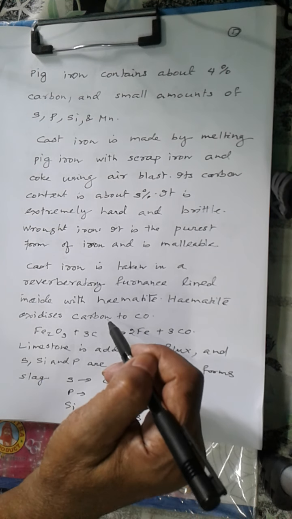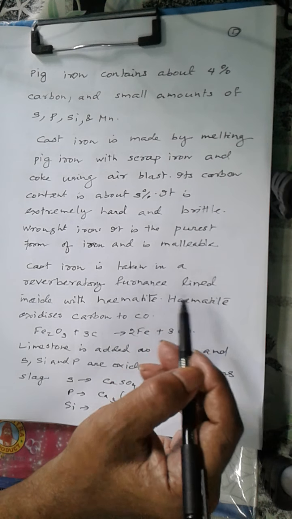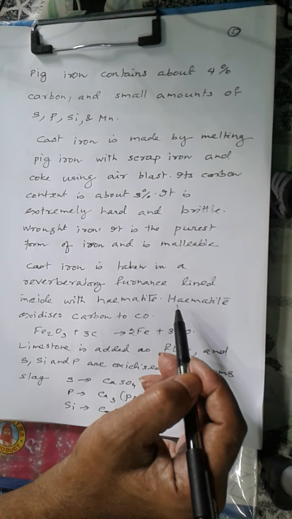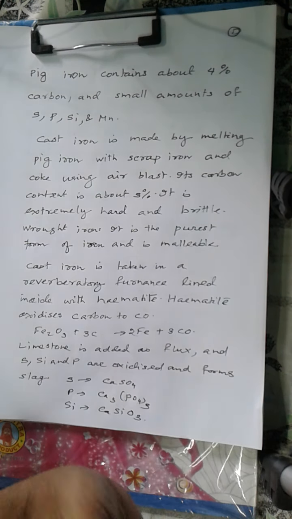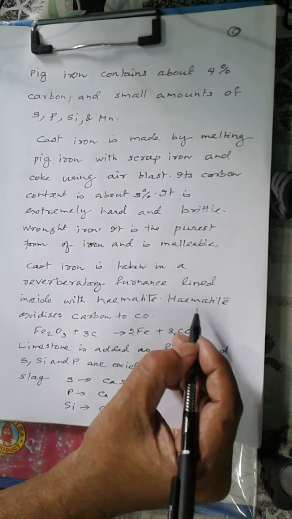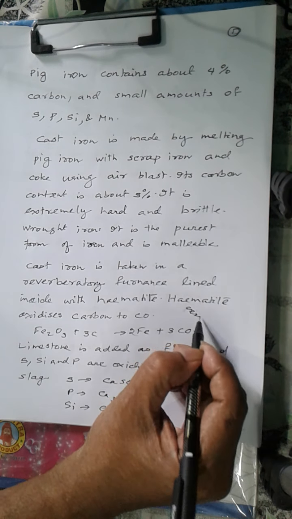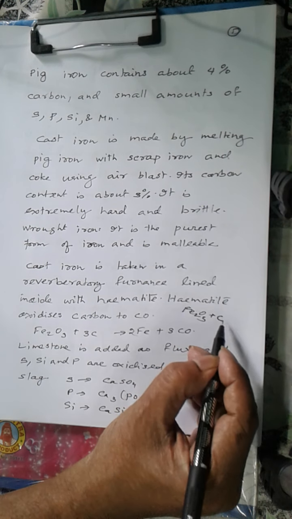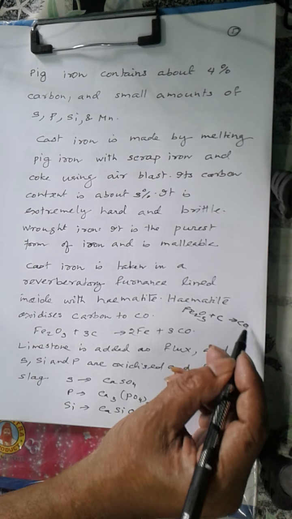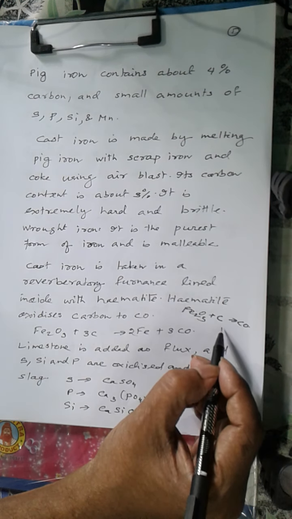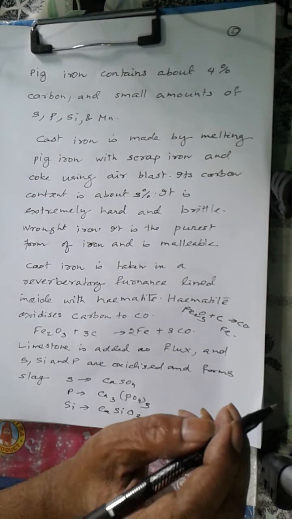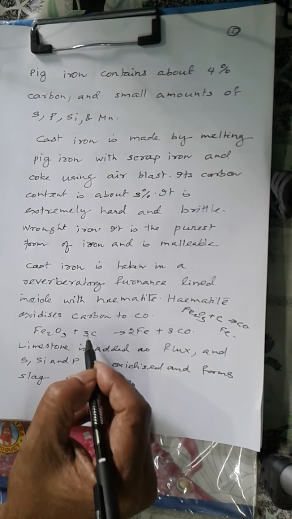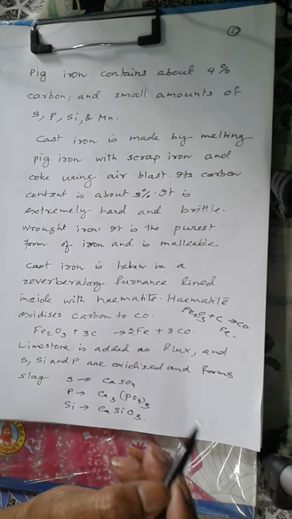and heated in this furnace. Hematite oxidizes carbon to carbon monoxide, so that hematite is iron oxide, Fe2O3. It oxidizes carbon to carbon monoxide and thereby itself gets reduced to iron. So the equation is Fe2O3 plus 3C giving 2Fe plus 3CO.